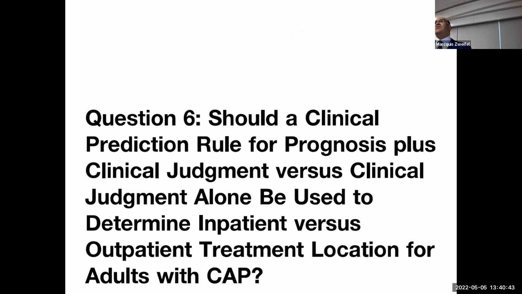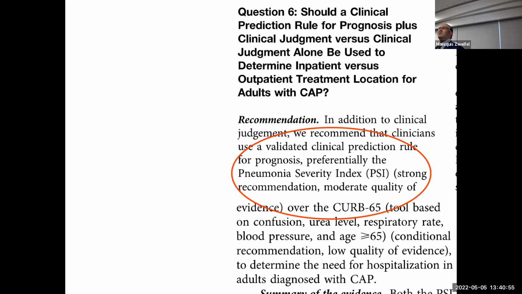Clinical prediction rule plus clinical judgment versus clinical judgment alone to be used to determine inpatient versus outpatient. So for treatment location, everybody said we'll use the PSI. They recommend to use the pneumonia severity index rather than the CURB-65 to decide if your patient will be admitted to the hospital or not. It's also available on UpToDate, available in apps, so you can look at that and calculate it.